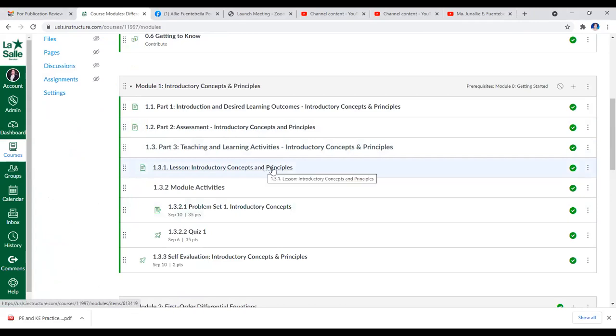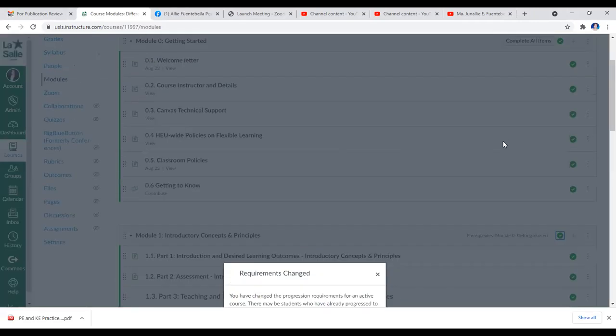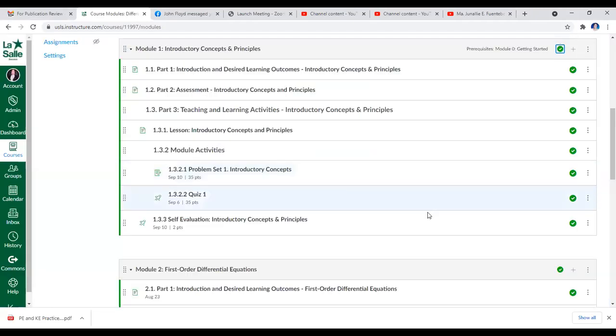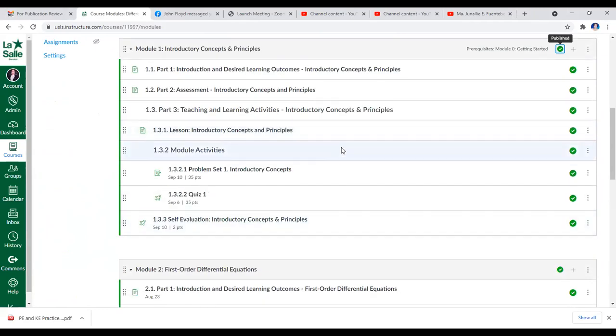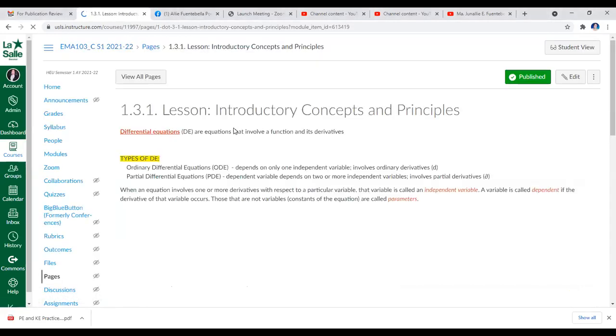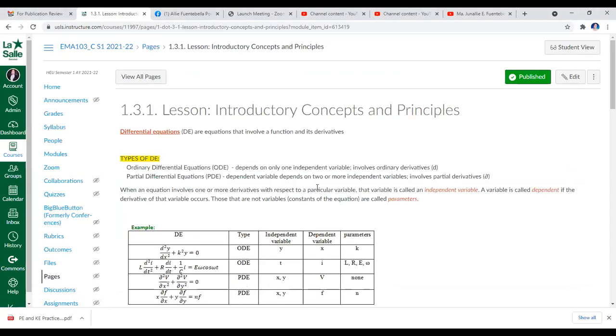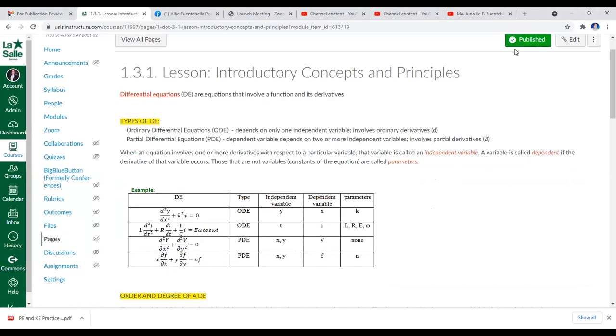This is the same thing that you'll also be seeing. So it's not published. So I'm going to publish everything. Okay, module 2 is published. Now we go to lesson 1. Okay, please let me know through a thumbs up sign if you could see the introductory concept and principle page in your course style. Okay, thank you for that.